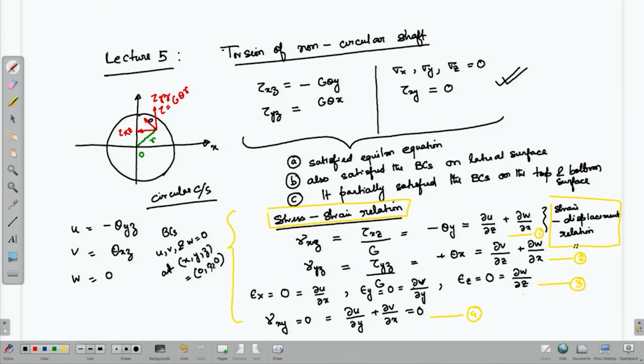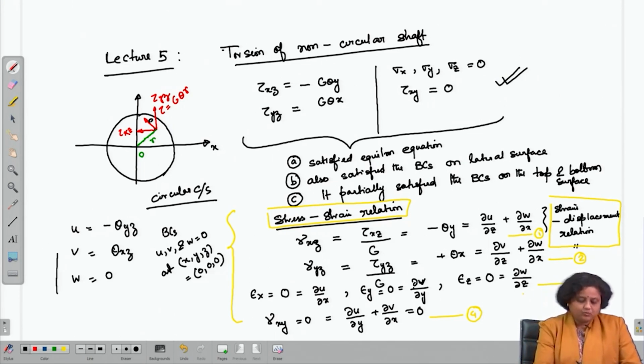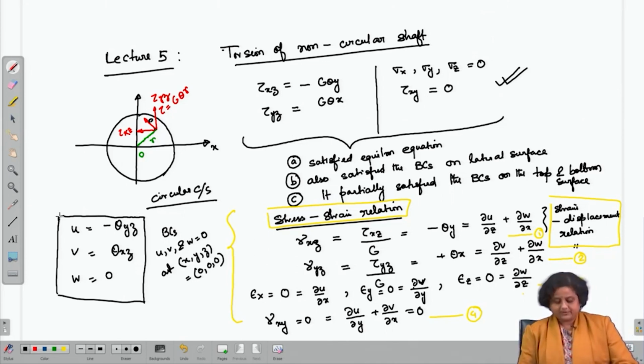From these expressions as well, you can see that the features for the torsion of circular shaft, that is, the cross section is not going to get distorted and there will be no out of plane deformation or warping, are satisfied. So, this is what we can write in summary for torsion of circular shaft by solving the equations of equilibrium.